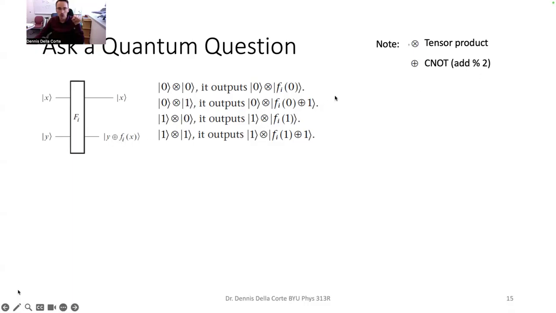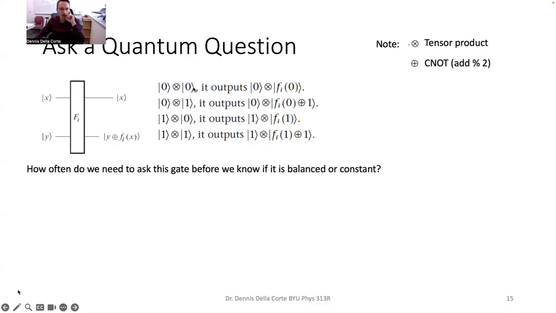I'm not sure why they switched this around in the book. I would have written 1 CNOT with this, but anyway, the CNOT operator commutes, so you're fine doing this. Okay, great. So these are the 4 possible outputs. And now the question is, how often do we need to ask this gate before we know if it is balanced or constant?